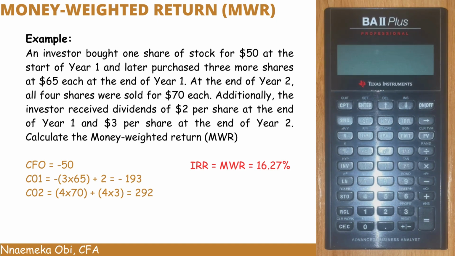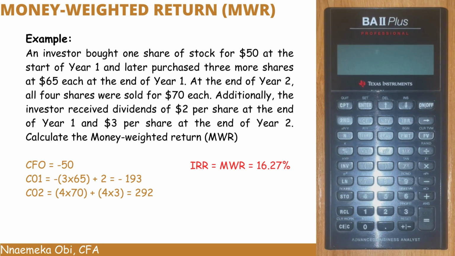Additionally, the investor received dividends of $2 per share at the end of year one and $3 per share at the end of year two. So we are asked to calculate the money weighted return. Now, this is how we are going to calculate this money weighted return. First of all, we need to determine the cash flows occurring at each time period.